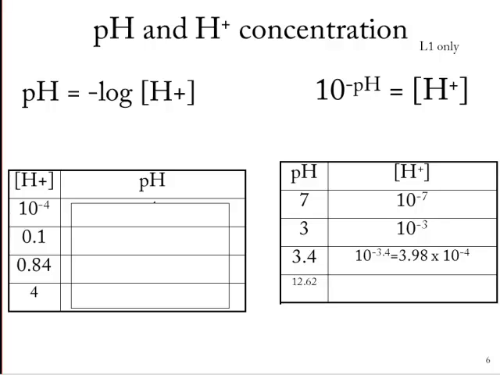pH is 12.62. Well, you'll get partial credit if you just say the hydrogen ion concentration is 10 to the minus 12.62, but if you enter it into your calculator and convert it to proper scientific notation, you'll see it's 2.4 times 10 to the minus 13th. That's how we relate pH to hydrogen ion concentration.